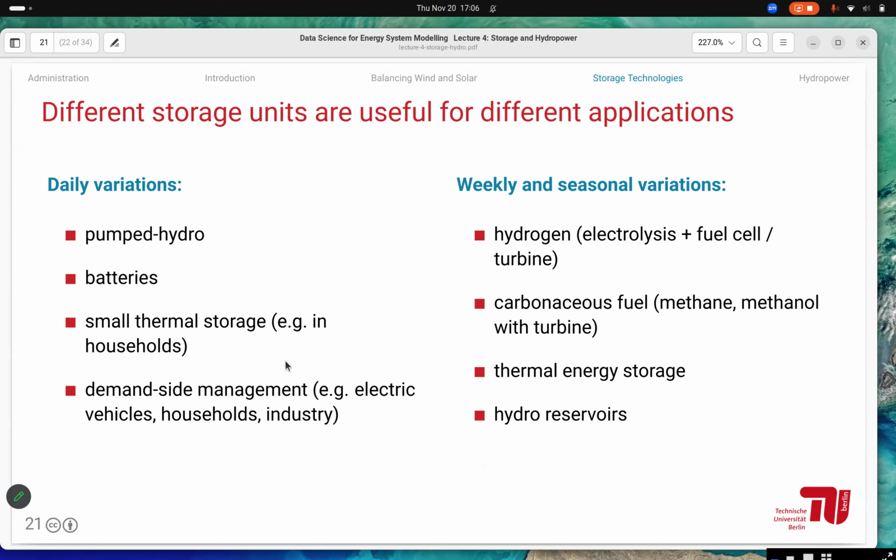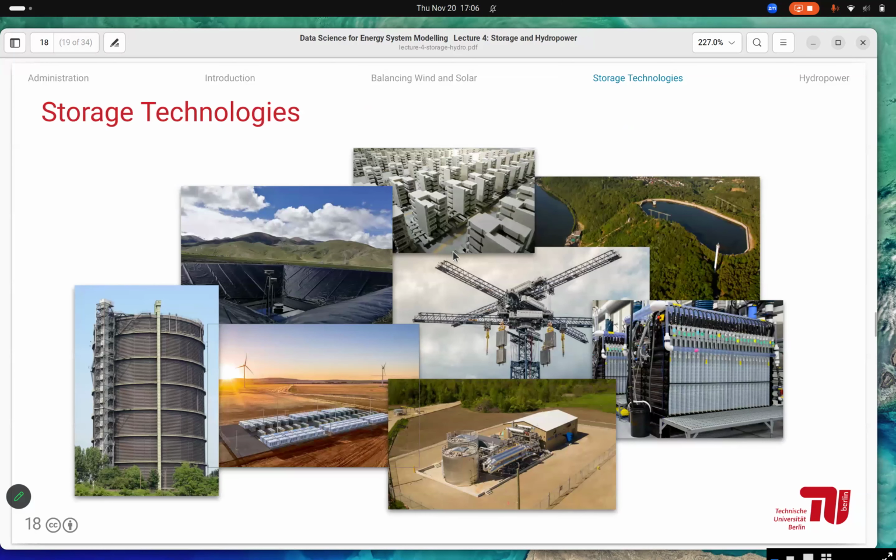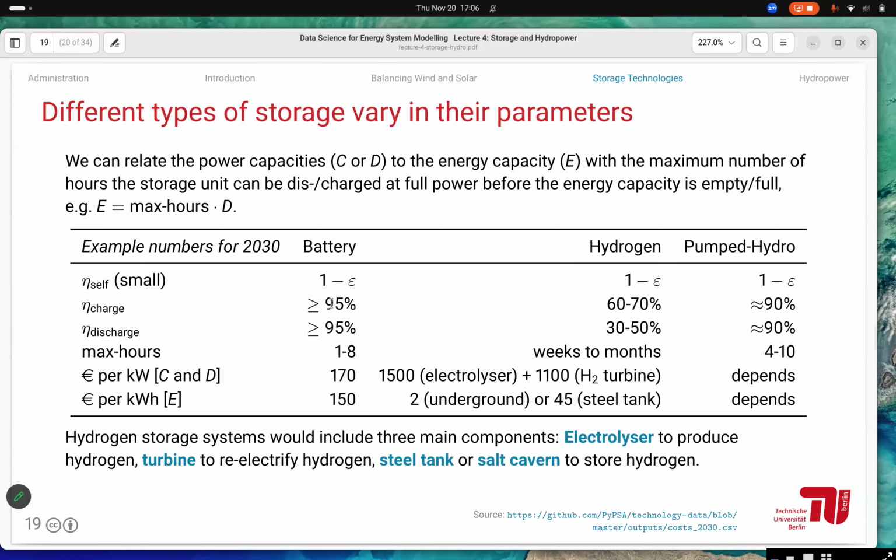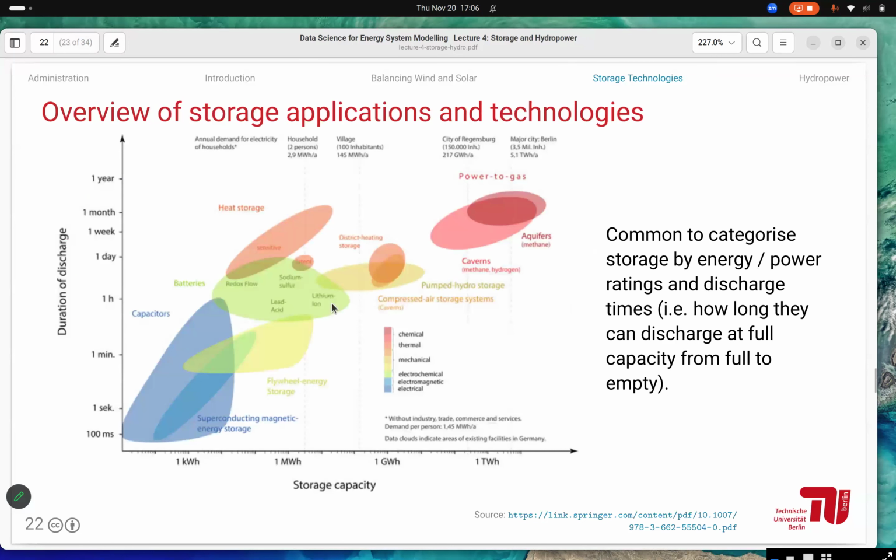chemical storage like hydrogen or carbonaceous fuel, or hydro reservoirs where you can store larger amounts of water at altitude, or examples of seasonal heat storage if you can live with relatively low temperature heat, such as in district heating networks.